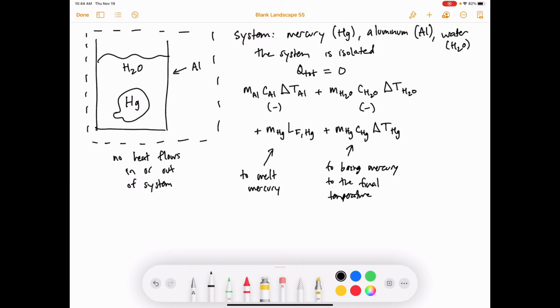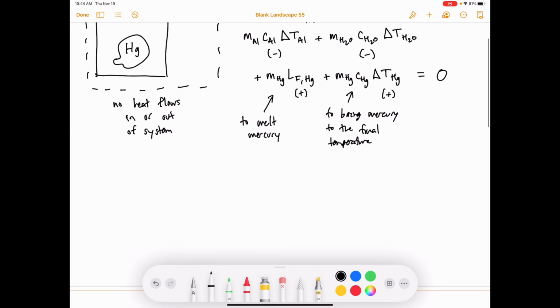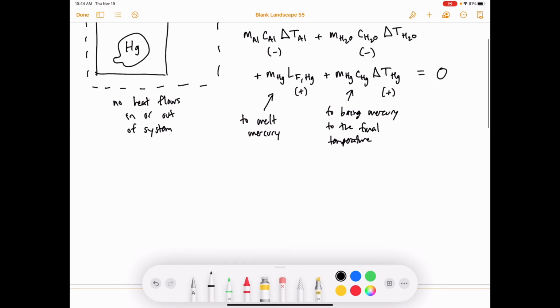Okay? And both of these are going to be positive, by the way. So we have positive latent heat and also positive heat as the mercury increases its temperature and everything reaches equilibrium. So all of these four terms, when we add them together, two of them are positive, two of them are negative, so they can add up to 0. Okay, so now let's put some actual numbers into that expression that I wrote down.